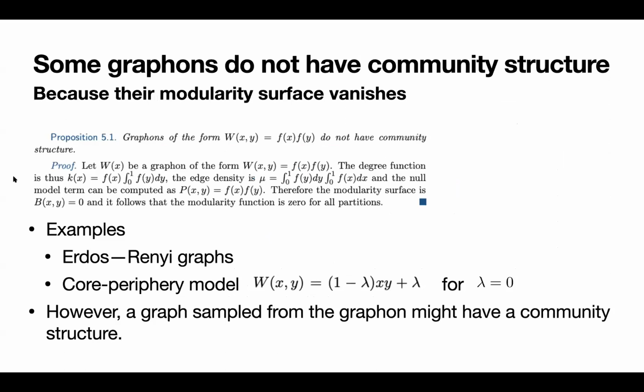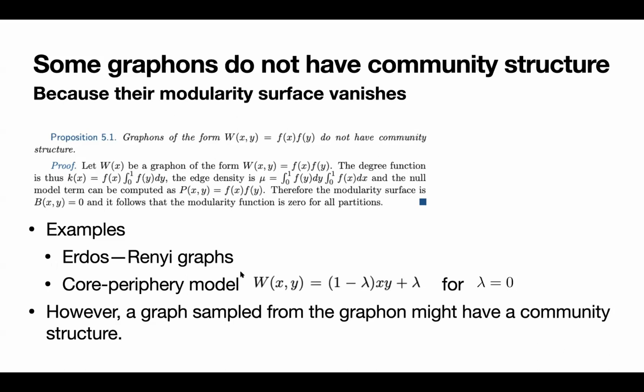There are also some graphons which do not have community structure. This, for example, happens when the modularity surface vanishes, that is, when the modularity surface is 0. That means the modularity is going to be identical for all partitions. And we actually find that graphons of the form f(x) times f(y), where f is any integrable function, always do not have community structure.